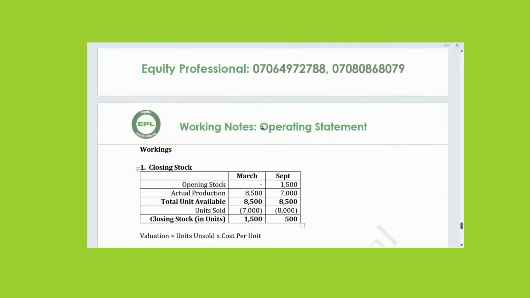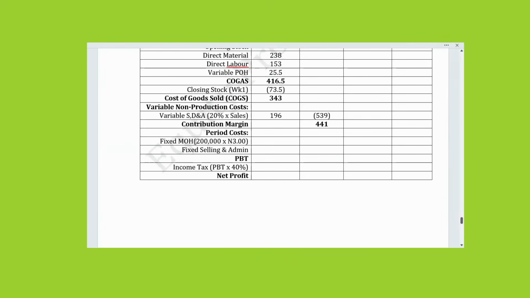Then let's go and post. Fixed production overhead. Here is fixed. We've already done working for this. That's working number 2 now. Working number 2. Okay. Fixed production overhead. We calculated 160.